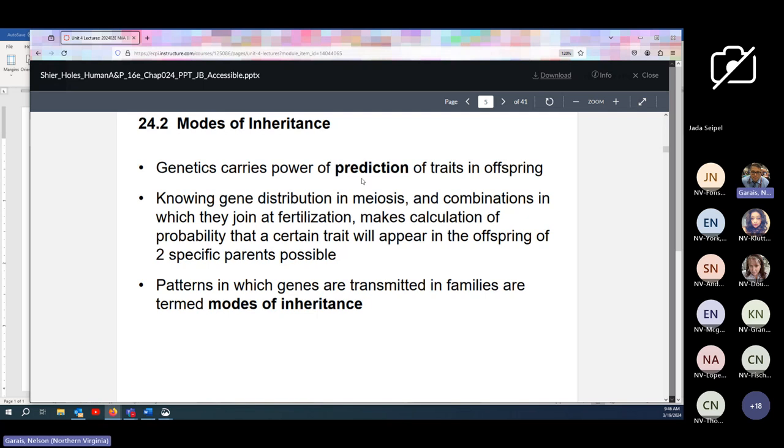Now, mode of inheritance, prediction, right? We're going to have some sample questions where we do a little bit of math. Don't get excited, right? We're going to show you how different combinations of fertilization can pretty much predict, and that's called mode of inheritance, okay? So that's another thing you're going to need to know for every disease that we talk about. You have to know what their mode of inheritance is, and we're going to be discussing that as we go along.